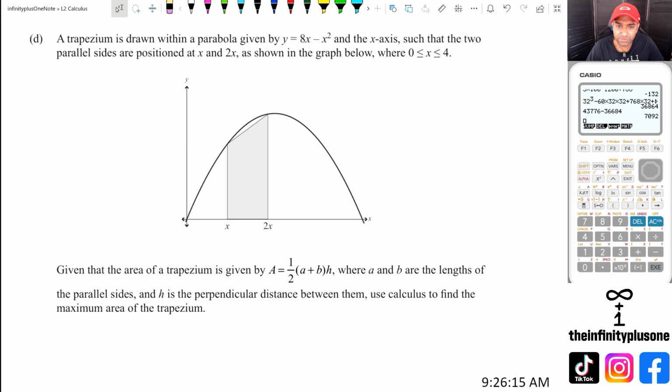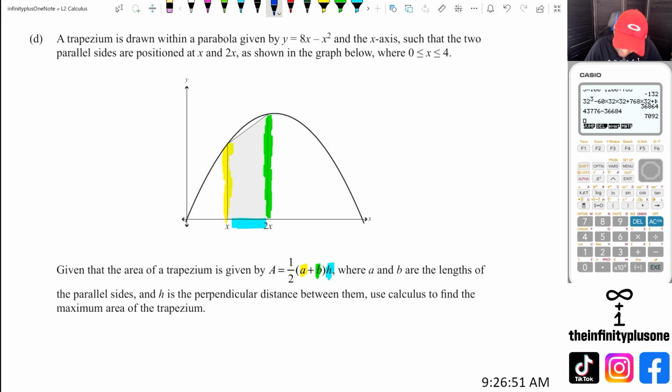All right, folks, now this is a very interesting question because you normally would have done these types of area questions before, but what we have is the area of a trapezium where the A value happens to be this part here, and then the B value happens to be this part, and then the H, which is the height of the trapezium, is going to be there. So what they want to know is the maximum area of the trapezium.